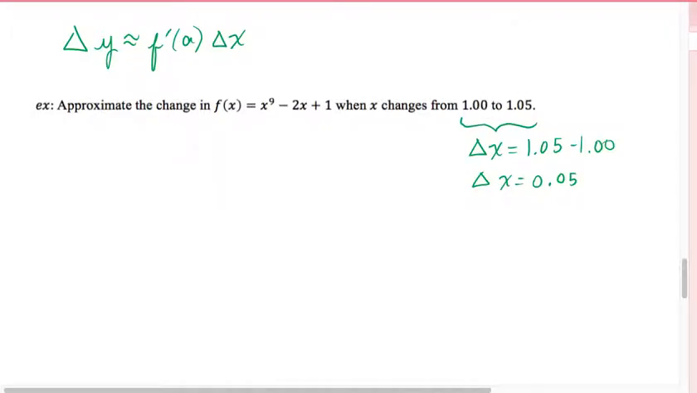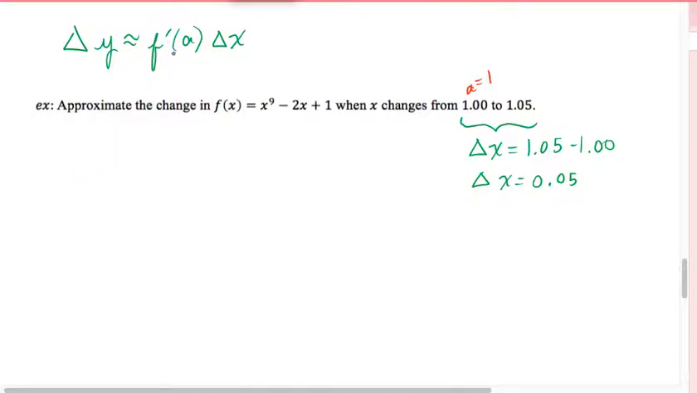So that's the a value here, which I didn't actually state. So a is 1, because you want to choose an a value that's easy to compute, where it's easy to compute the value of both f of a and f prime of a. So we're going to go with 1 for a as opposed to 1.05. That's much more difficult.